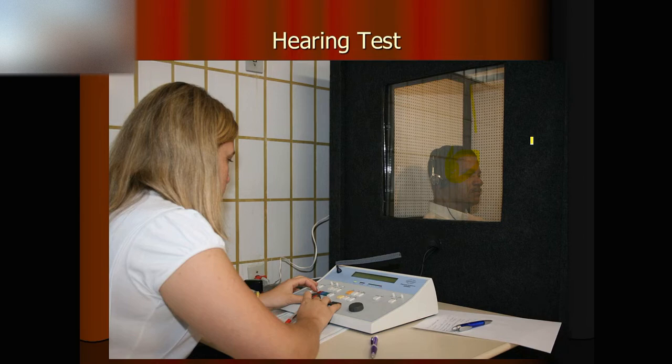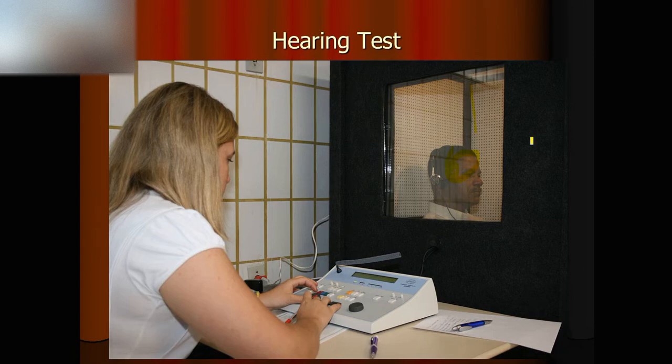Today I'm going to introduce hearing aid. So we talk about the hearing test. In a hearing test, we are asked to sit in a quiet room or a sound booth. In the room, we will try to hear if there is a sound.